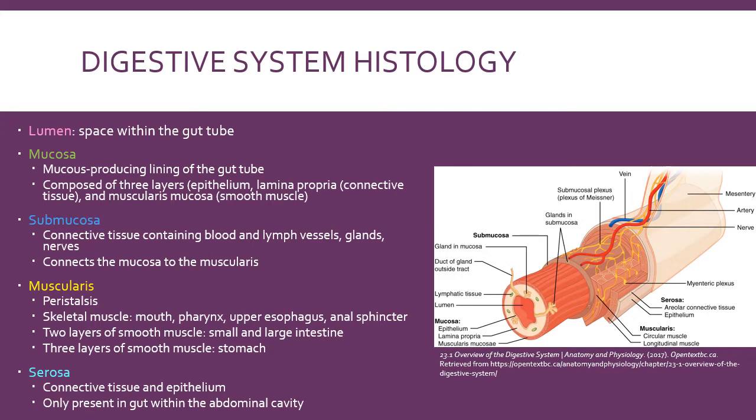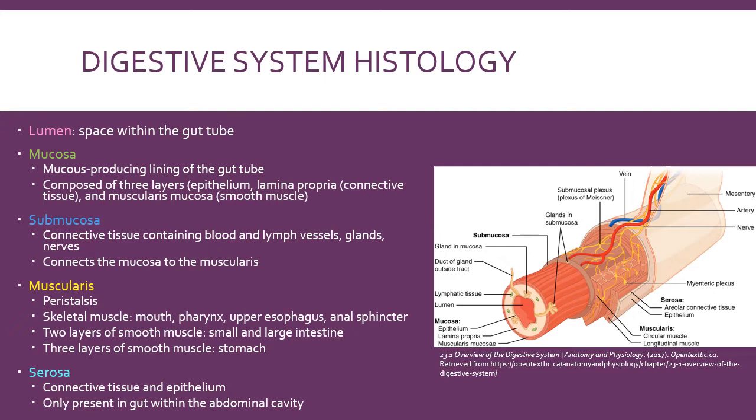The next layer is the submucosa. Now, this is a connective tissue layer that contains multiple tissue types. So that's blood and lymph, glands, nerves. We'll talk a little bit more about the nervous system of the gut later. But the submucosa also connects the mucosa to the muscle layer, which is what's up next.